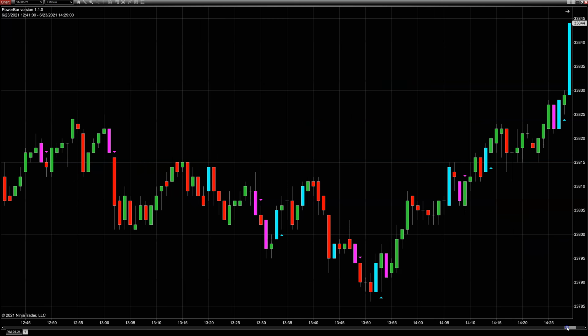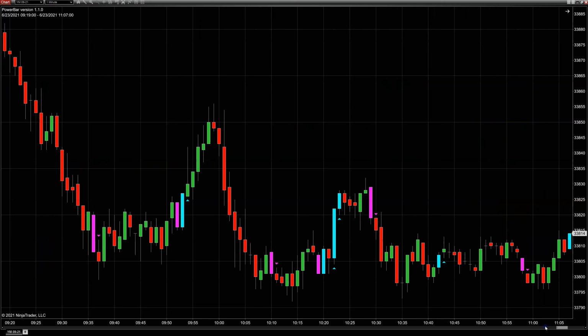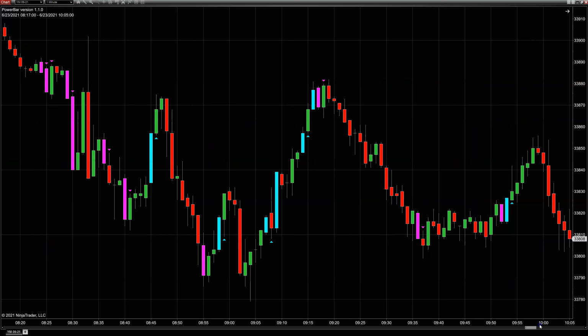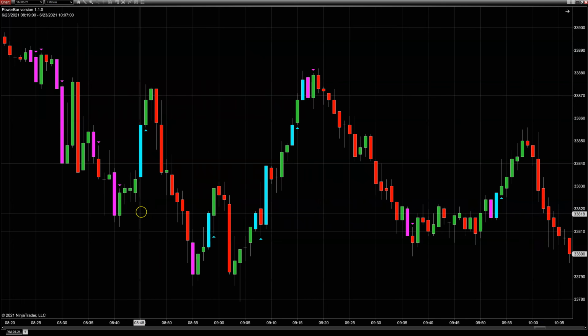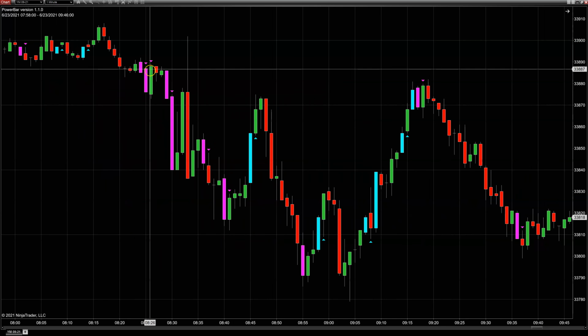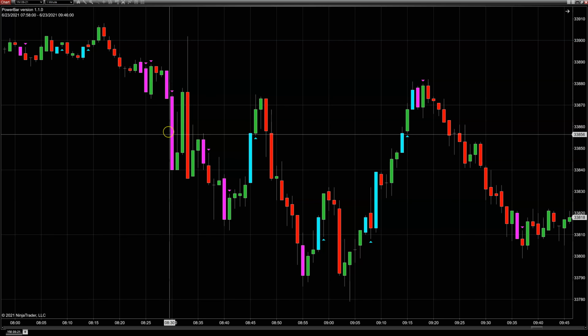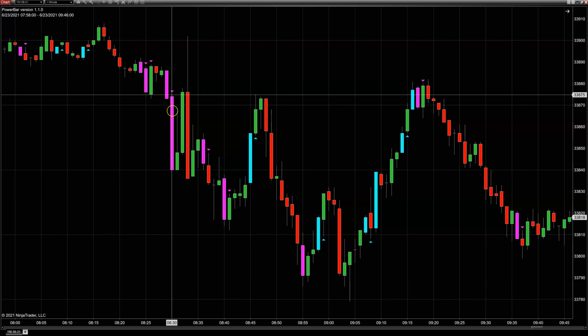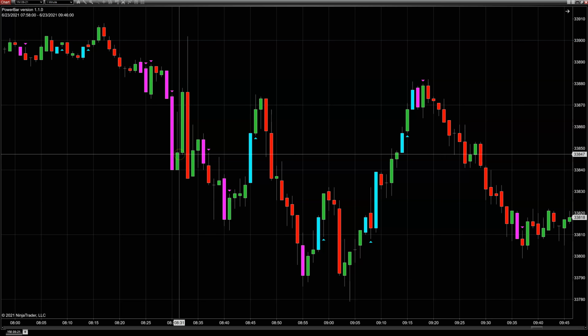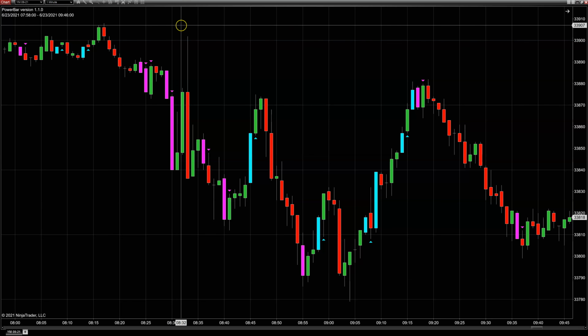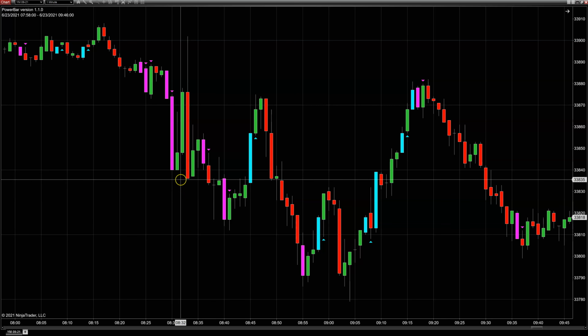Now, that was a late move, but let's just go back to the beginning of the day here. Where's the beginning? 8:30. Okay, so you got a little bit of sell signals coming in right ahead of the cash open. Cash open, obviously you got a big bar. It's not advisable to trade the first few minutes of the cash open because you get a lot of bars like this where they're all over the place.